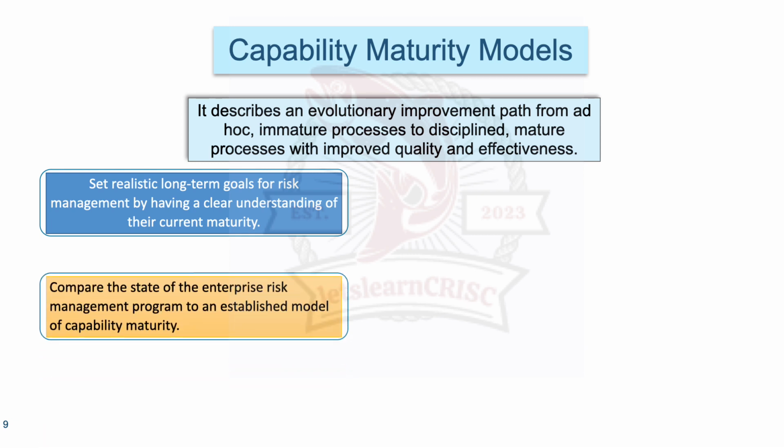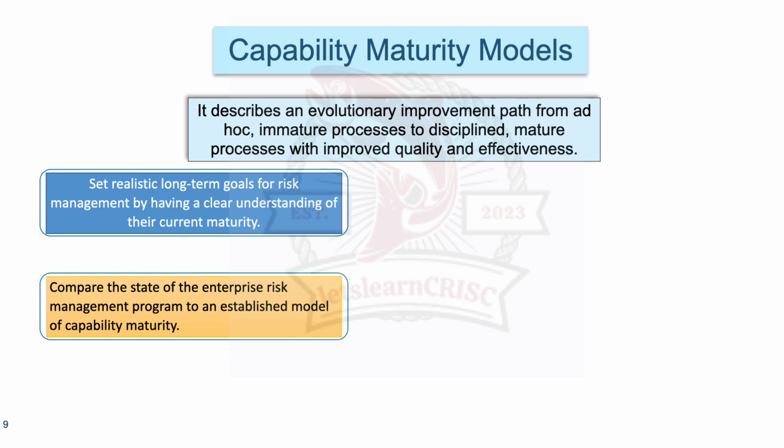Next, it compares the state of the enterprise risk management program to an established model of capability maturity. Friends, in assessing the efficacy of an enterprise risk management program, the risk practitioner may find valuable insight by juxtaposing its current state with a recognized model of capability maturity. Friends, this comparative analysis serves as a strategic lens, offering a structured framework to gauge the maturity and effectiveness of the organization's risk management process.